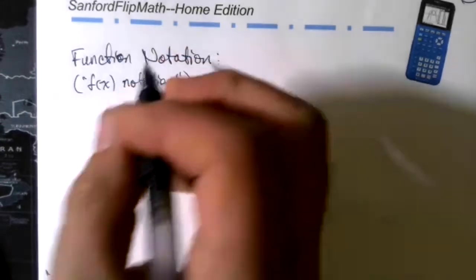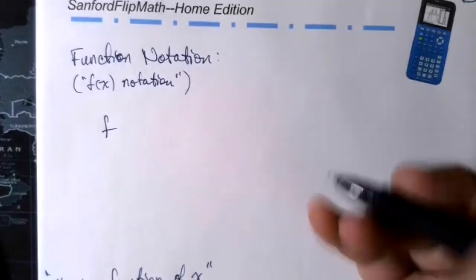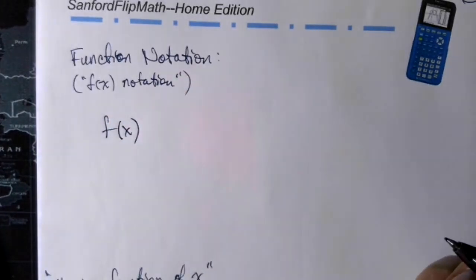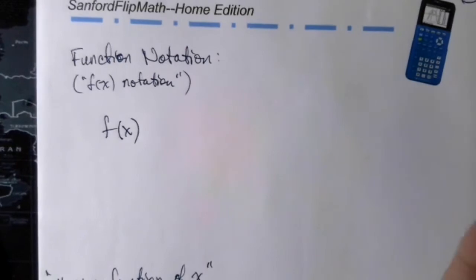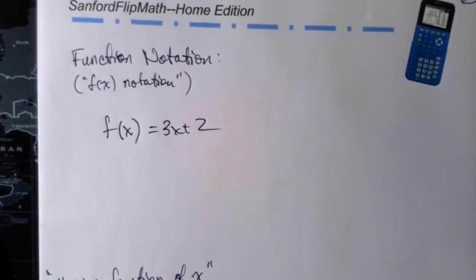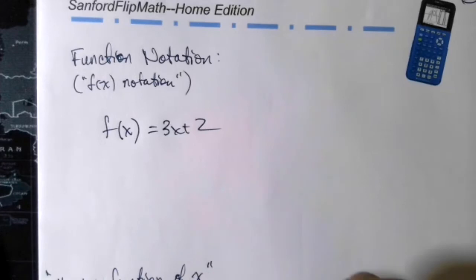F of x notation is basically a name. I'm going to call this function f, and its independent variable, the x variable, is going to be x. Isn't that clever? So if I have 3x plus 2, great. So f of x is 3x plus 2. And now I can use its name and tell you x values to calculate.